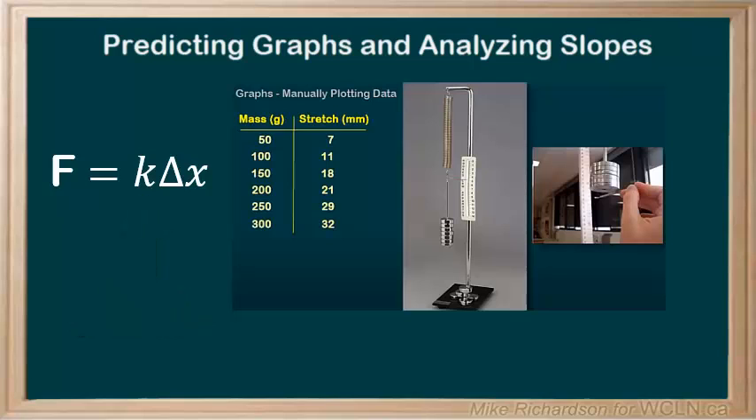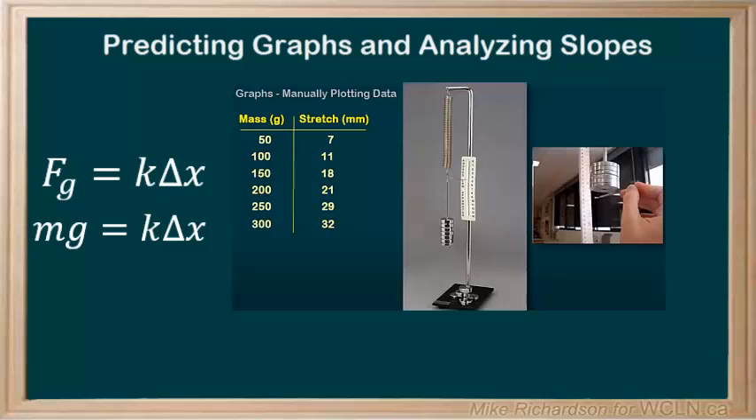For this setup, the force responsible for stretching the spring is the force of gravity provided by the hanging masses. You will also recall that force of gravity, or Fg, equals mg, mass times gravity. We now have mg equals k delta x.